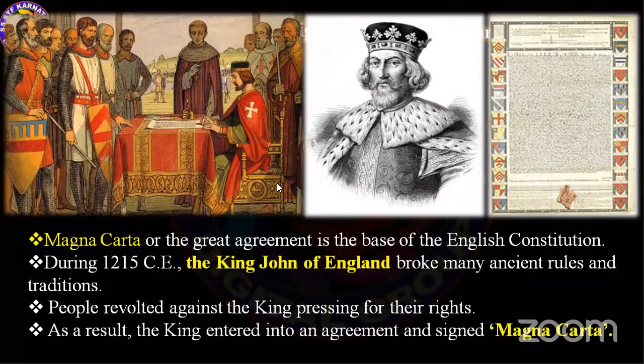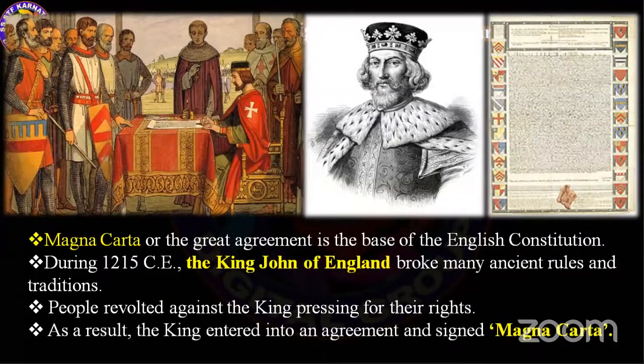Before also, the people of England were having a few rights, but during the beginning of the 13th century CE, King John of England broke many of the ancient rules and traditions, law and orders there. He didn't give freedom rights to the farmers, workers and citizens of England.